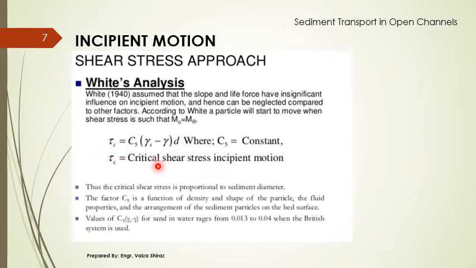Tau C is the critical shear stress at the incipient motion, and this is the equation, and in this equation C5 is a constant, gamma S is the specific weight of the sediment, gamma is the specific weight of the water, and D is the particle size. Through this equation you can see that the critical shear stress is proportional to the sediment diameter. Factor C5 is a function of the density and shape of the particle, the fluid properties, and the arrangement of the sediment particles on the bed surface. The value of this constant C5 (gamma S minus gamma) for sand in water ranges from 0.013 to 0.04 when the FPS system is used.